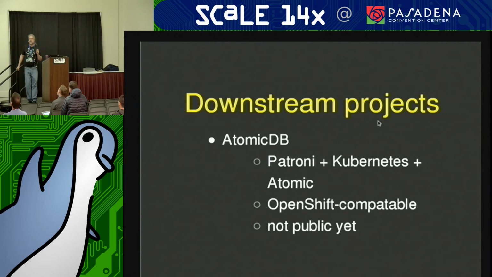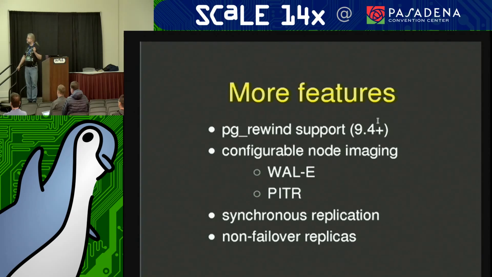So check back in a month or two, or just follow my blog, and you will see that as it develops. More features. There is PG Rewind support. So if you're okay with wiping out data, you can enable PG Rewind, which means that down nodes will be guaranteed to be able to rejoin the cluster, but that may mean that you're wiping out data that they contain that's not on any other node because of failover. Again, we do have configurable node imaging via WAL-E and point-in-time recovery.